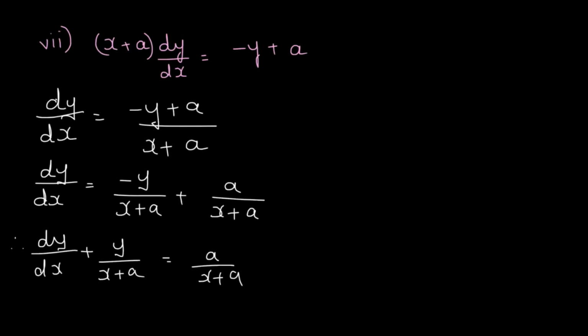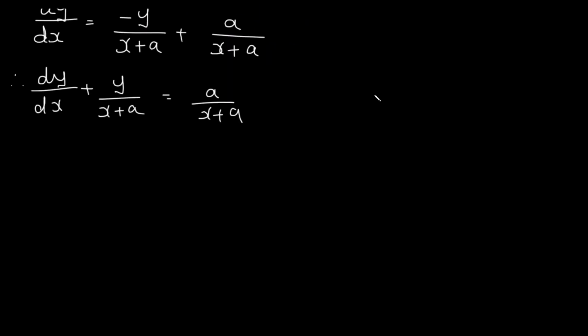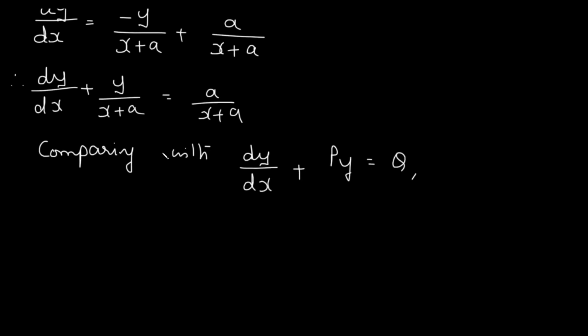Now we can compare this with our standard equation, that is comparing with dy by dx plus py is equal to q. In this case, see, excepting y, the remaining term is 1 upon x plus a. So we get p is equal to 1 upon x plus a, and q becomes a upon x plus a.